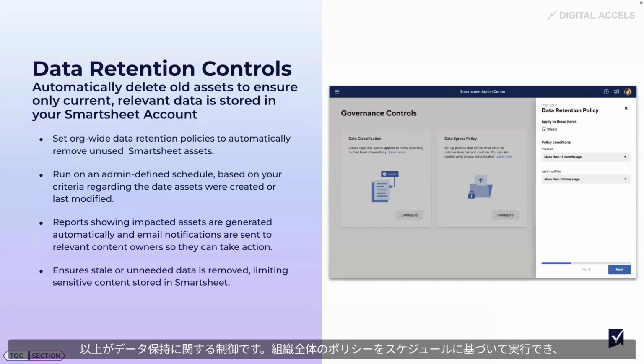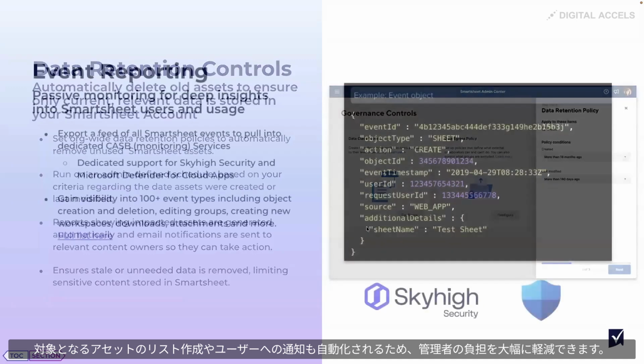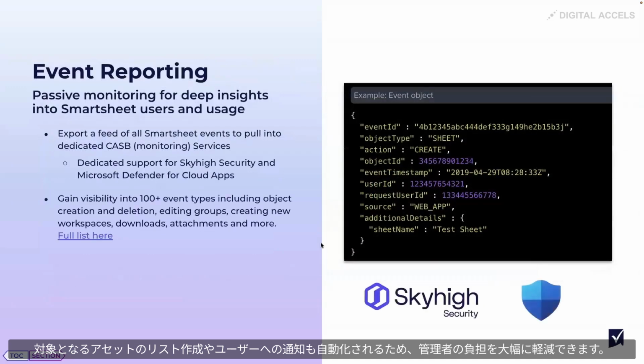So now you've seen a bit of data retention controls. You can set org-wide policies, of course. You make sure that it's on a schedule that you see. And of course, you can see impacted assets automatically generated and notifications sent out to those end users too for you. So you're not having to go through and configure all of these administrative burdens on your own.